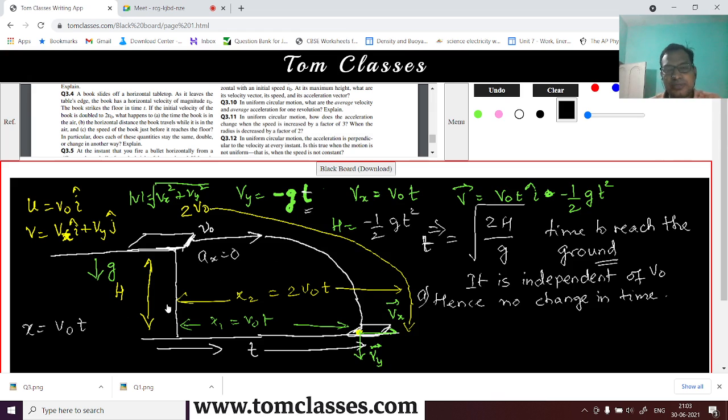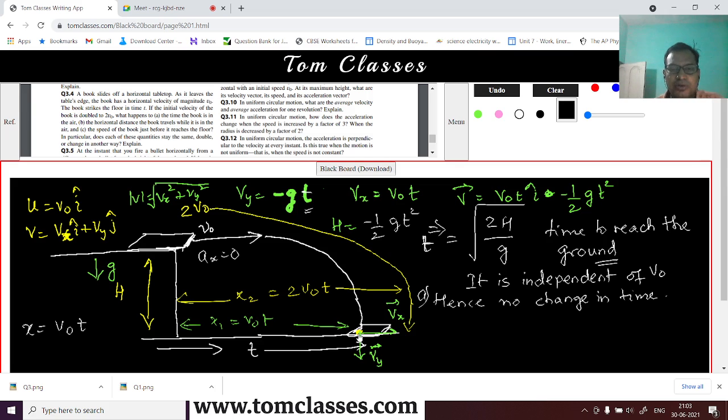Okay, so that means the range is just going to change, but it is not going to affect the time to come down. The time will be equal because the vertical distance to be covered is the same. Now, the horizontal distance the book travels while it is in the air, and the speed of the book just before it reaches the floor.